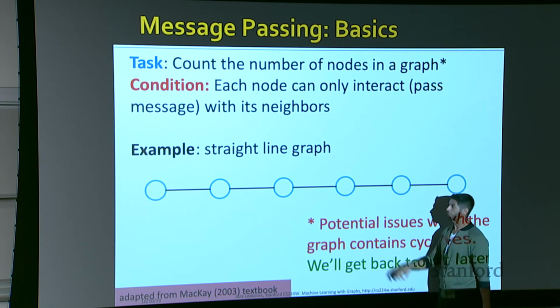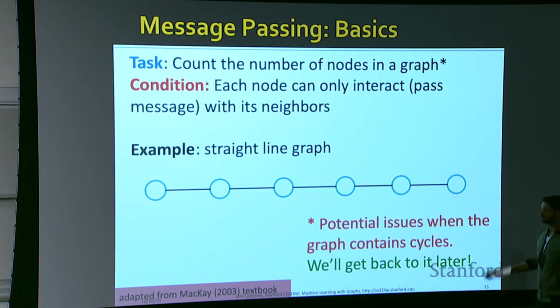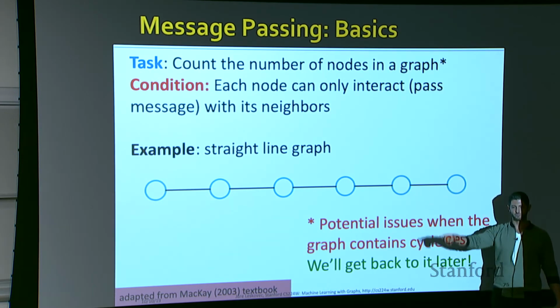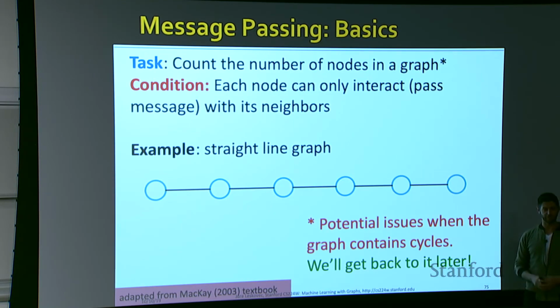How do we count the number of nodes? We have this example graph. It's just a straight line. And for now, I'm going to ask you to ignore the potential issue coming from the fact that if a graph contains a cycle, this process will not end, right? Because this message will keep on going around, and the counter will just keep on incrementing, okay? We will then talk about why loopy belief propagation actually works with graphs that contain cycles, but we come back to that later.